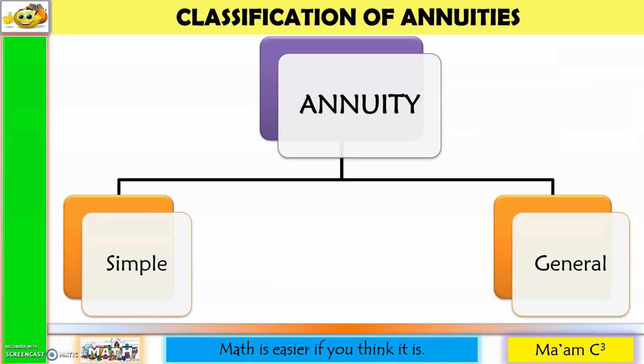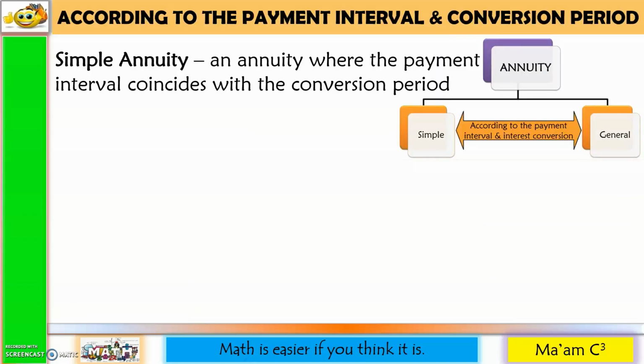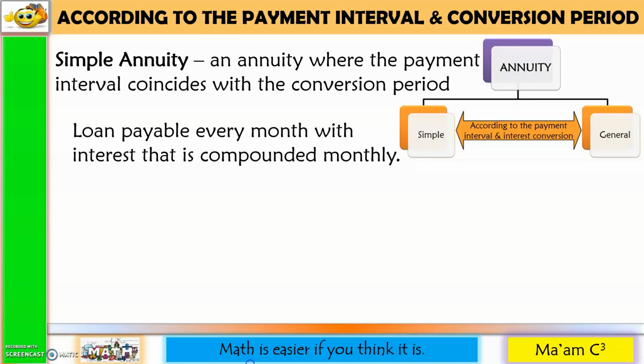Another classification of annuities is according to the payment interval and interest conversion. We have simple and general. Simple annuity is an annuity where the payment interval coincides with the conversion period. Example, loan payable every month with interest that is compounded monthly. The payment interval is monthly and the interest is also compounded monthly.